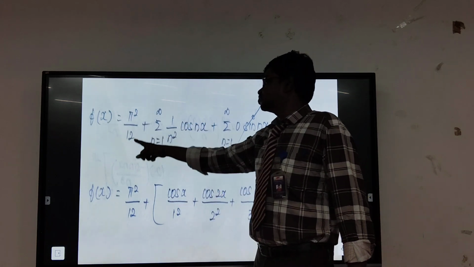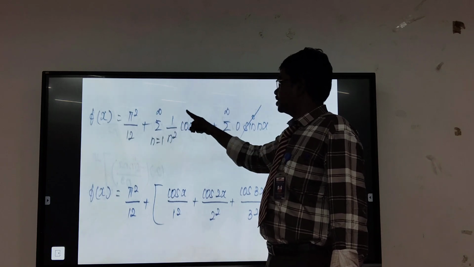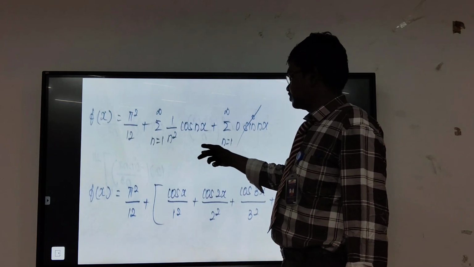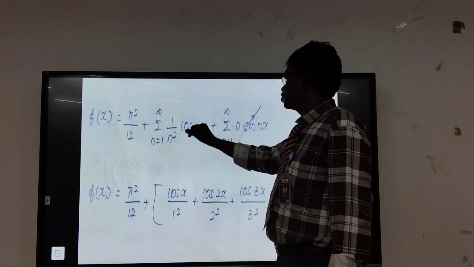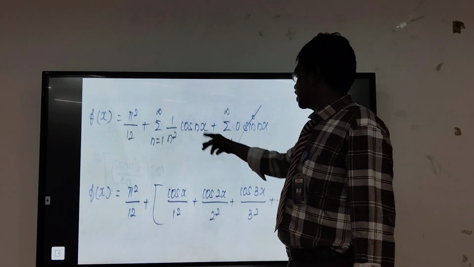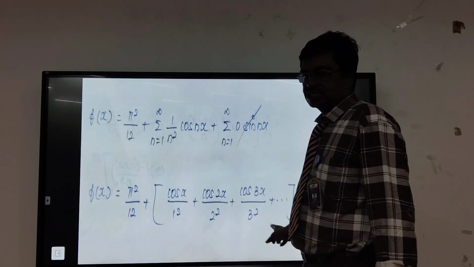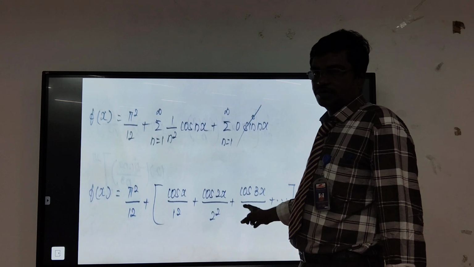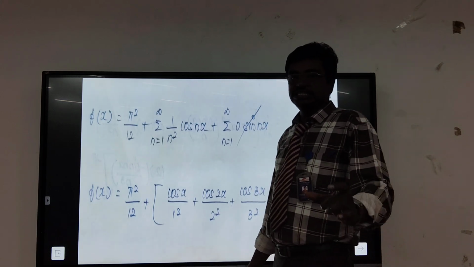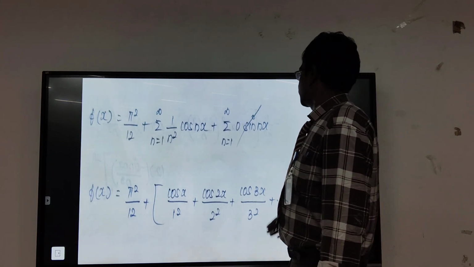So pi square by 12 plus, substituting n equal to 1, 1 by 1 square cos 1x, that is cos x by 1 square, plus putting n equal to 2, cos 2x by 2 square, plus putting n equal to 3, cos 3x by 3 square, plus etc. This is the Fourier series expansion for f of x equal to pi minus x by 2 whole square in the interval 0 less than or equal to x less than or equal to 2 pi.